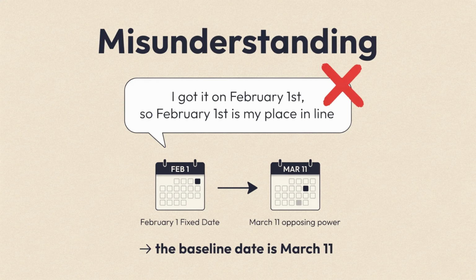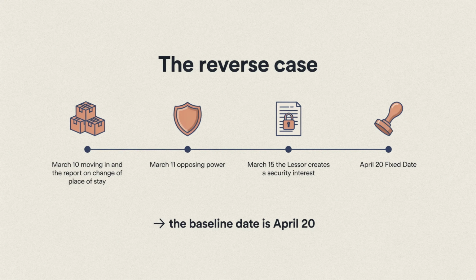The baseline date is March 11th. It does not move back to February 1st. That is because the later of the two dates is the baseline date. That does not mean it can be put off.